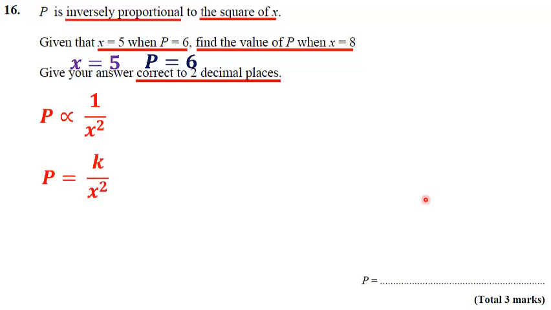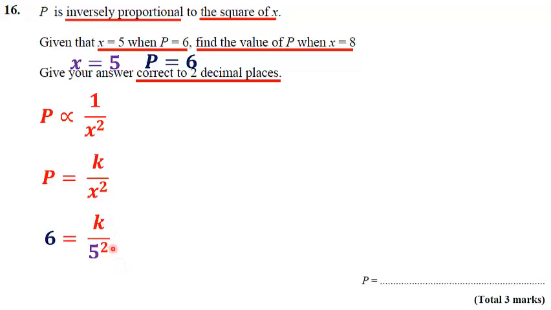I need to replace p and x with the two values of p and x that they give us. Now that's the pairing that they've given us, not the other value, right? They've told us that x is equal to 5 when p is equal to 6. So I'm going to replace p with 6 and x with 5. And now I need to work this out.